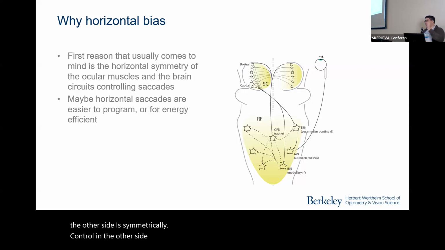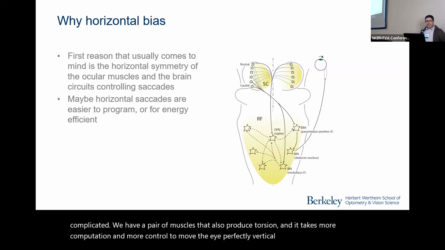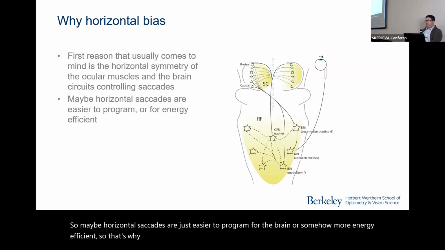On the other hand, for vertical eye movements, things get a little more complicated. We have a pair of muscles that also produce torsion, and it takes more computation and more control to move the eye perfectly vertical or obliquely. So maybe horizontal saccades are just easier to program for the brain or somehow more energy efficient, so that's why we make more of them.